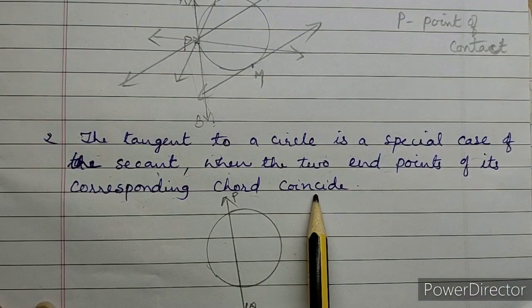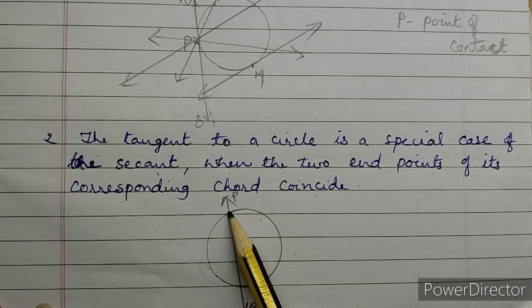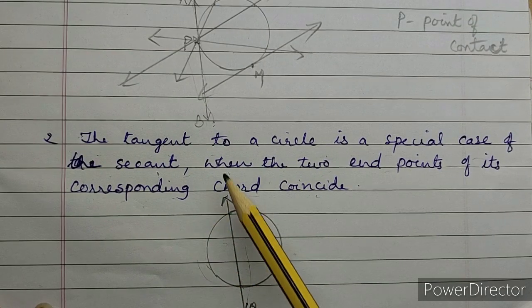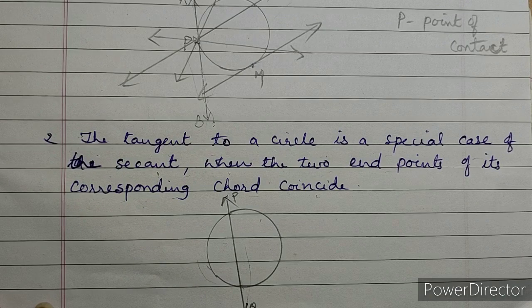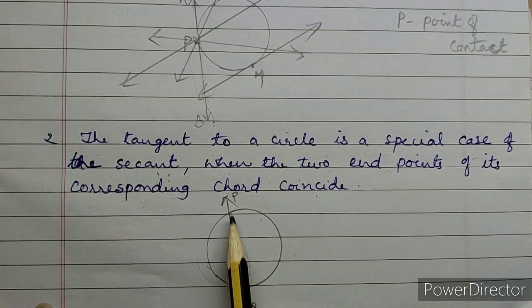the corresponding chord coincide. See, here it is given one circle and PQ is the secant because it is touching at 2 points. 2 common points are there for the circle and the line PQ. So this is a secant. So circle and secant it is given. Now we have to check that the tangent to the circle is a special case of secant. So secant, when will it change to tangent?